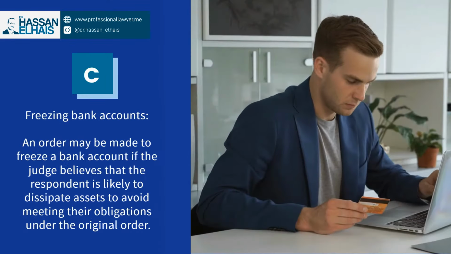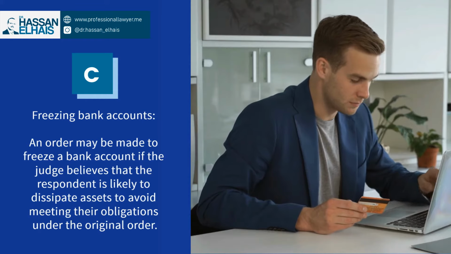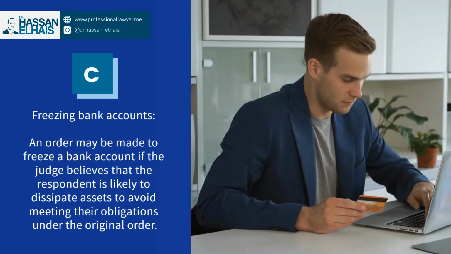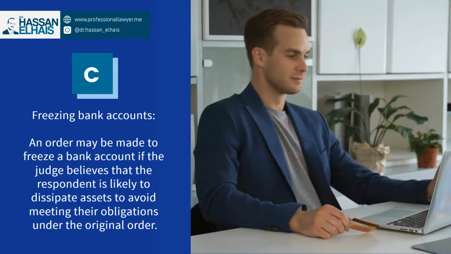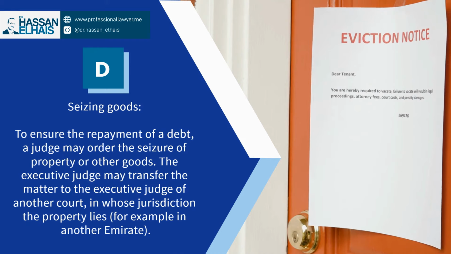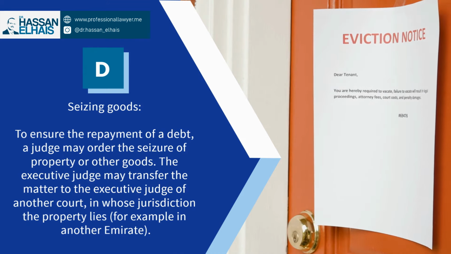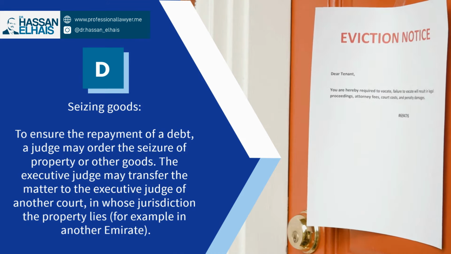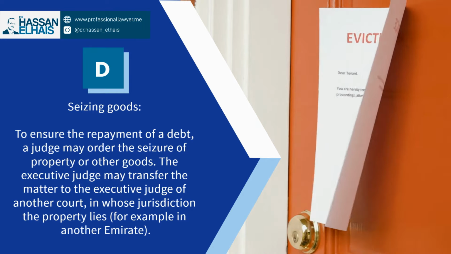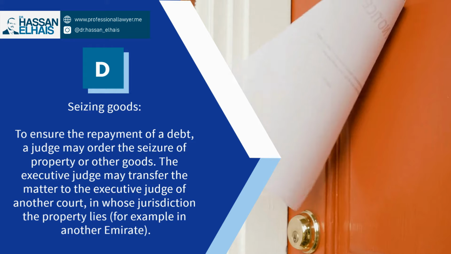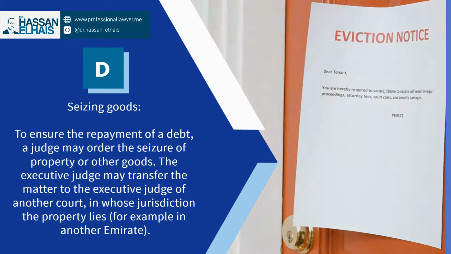C. Freezing bank accounts. An order may be made to freeze a bank account if the judge believes that the respondent is likely to dissipate assets to avoid meeting their obligations under the original order. D. Seizing goods. To ensure the repayment of a debt, a judge may order the seizure of a property or other goods. The executive judge may transfer the matter to the executive judge of another court, in whose jurisdiction the property lies, for example in another emirate.